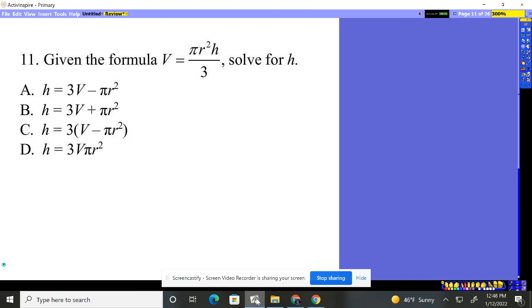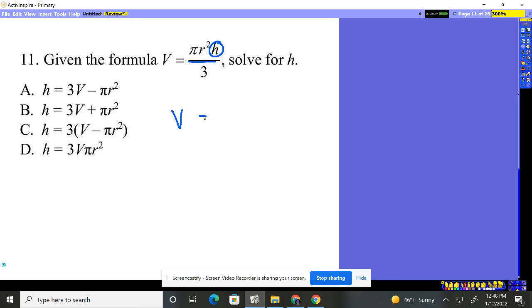Given this formula, volume equals pi r squared h all divided by 3, solve for h. So we want to get h by itself, which means we need to move everybody else over to the other side. Well, the first thing we need to get rid of is this dividing by 3. So here's what we're going to do.